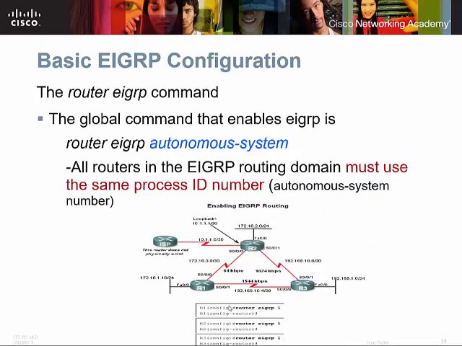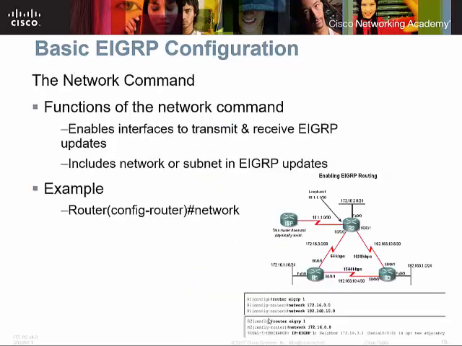As we can see here, if I'm setting it up on 3 different routers, router EIGRP 1, router EIGRP 1, router EIGRP 1. Don't forget, they must all share the same autonomous system number. Now, like in RIP, once the protocol is turned on, we need to broadcast, or select, what networks we're going to advertise.